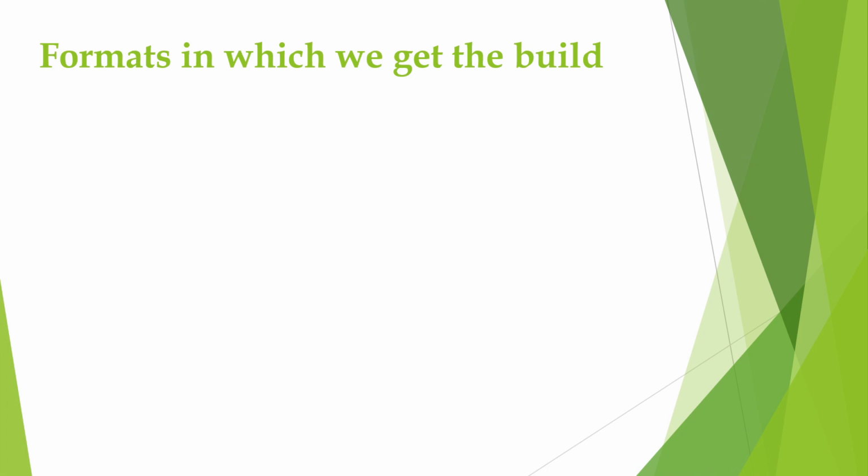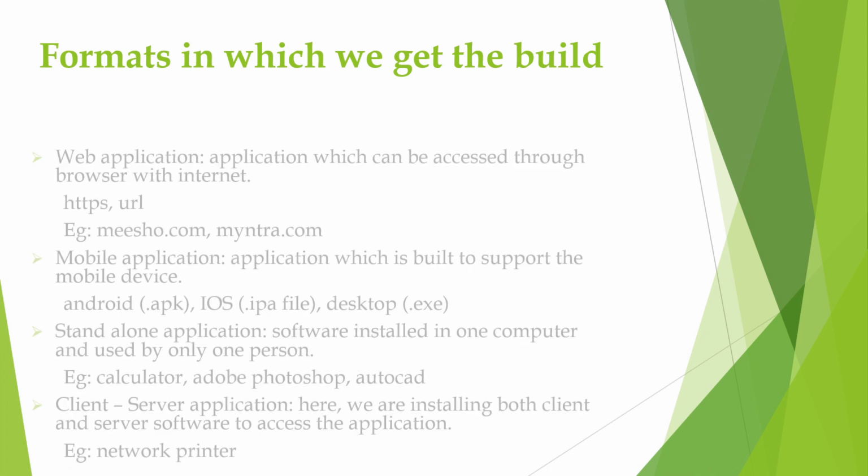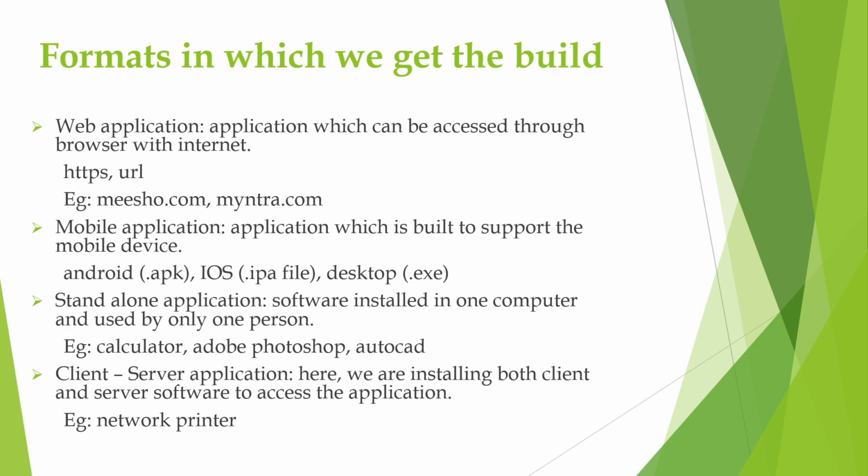Next, we'll see the format in which we get the build. Web application: the application which can be accessed through the browser or with the help of the internet is called a web application. The format in which we get the build for a web application is HTTPS or URL. For example, it can be any website. I have taken examples such as Meesho.com, Myntra.com, Amazon or Flipkart.com. There are many websites here.